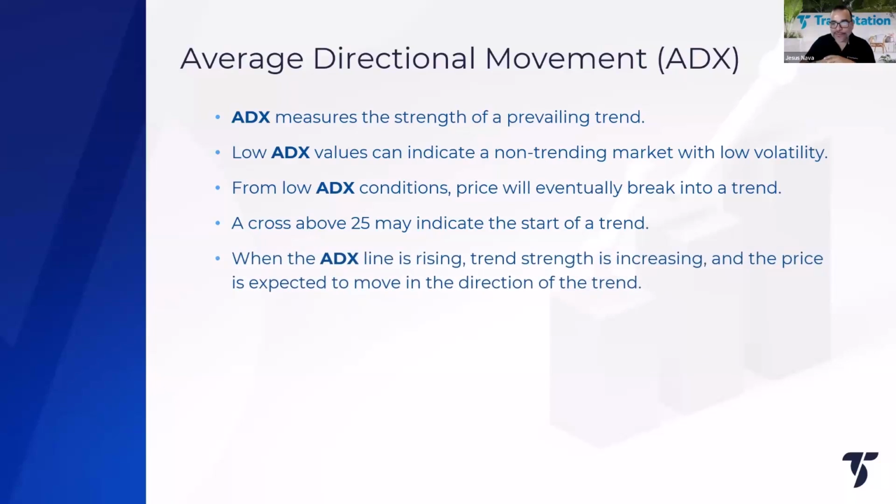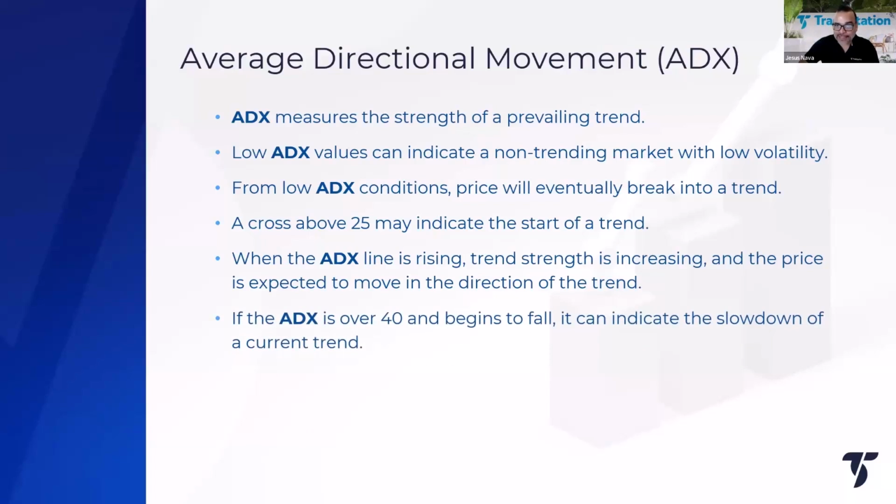When the ADX line is rising, trend strength is increasing, and the price is expected to move in the direction of the trend. So not only are we looking at the value of the ADX, we're also looking at where the ADX line is going. So we're going to look at things like slope, for example, drawing a trend line to see what the direction of that ADX line is. Some of those types of analysis can help you also determine if the trend is strengthening or not.